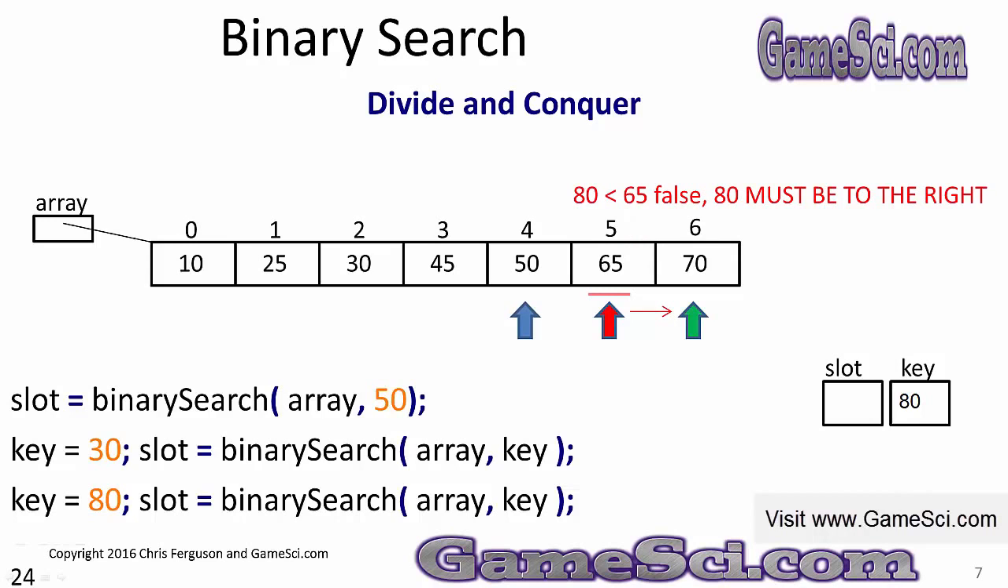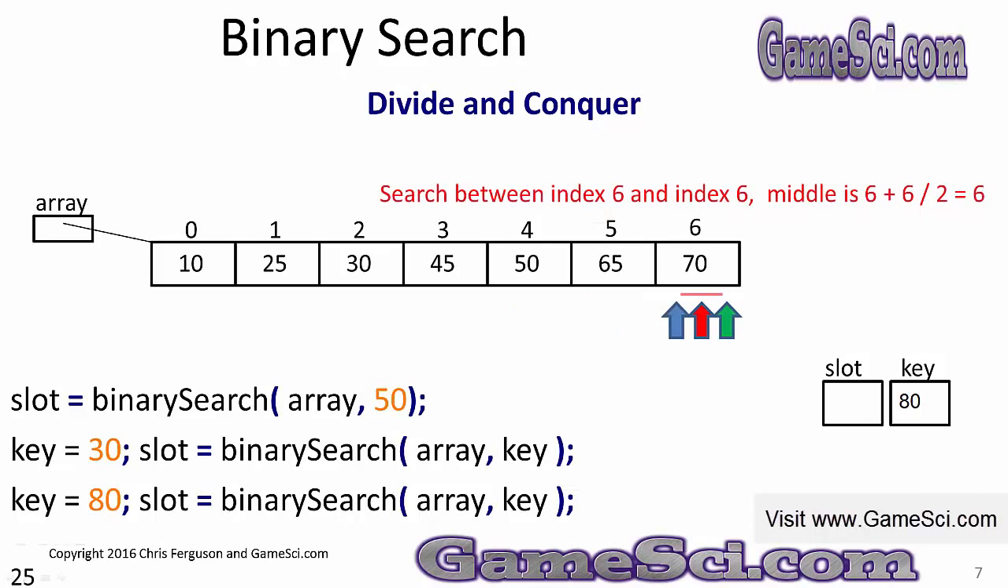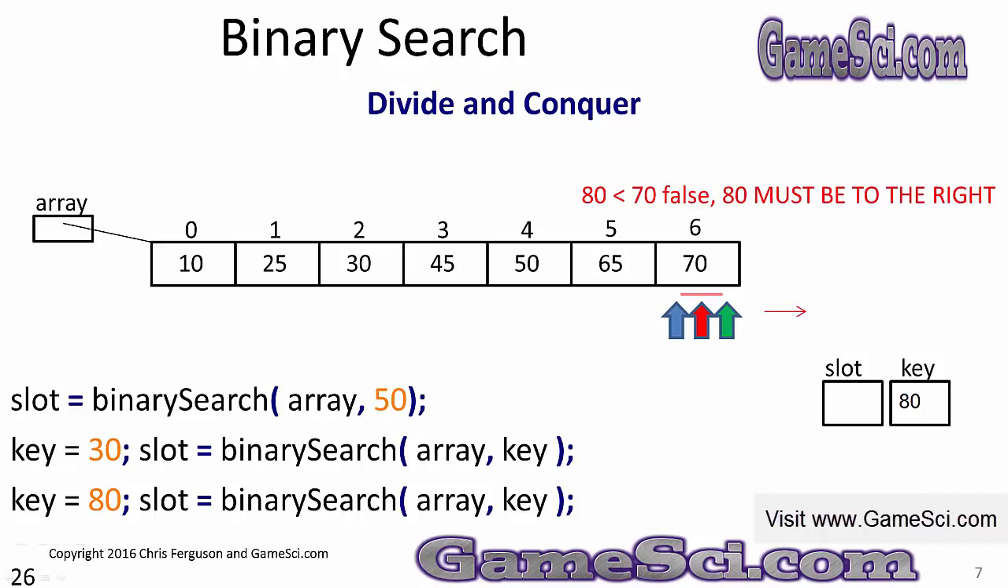80 less than 65 is a false statement. What I'm looking for is not less than the middle item, so I must search to the right. Search between index 6 and index 6. Go to the end of the array. Calculate 6 plus 6 divided by 2 is 6, and I'm going to look in that position for 80. 80 less than 70 is a false statement. 80 must be to the right.